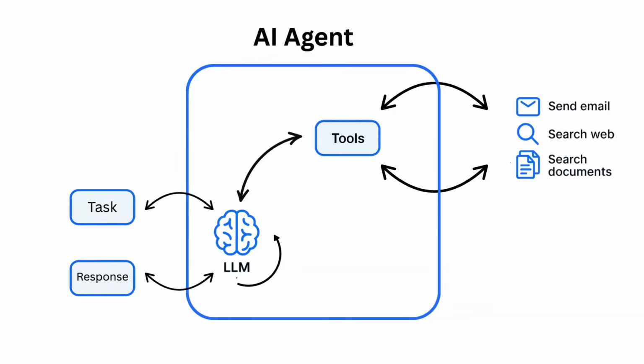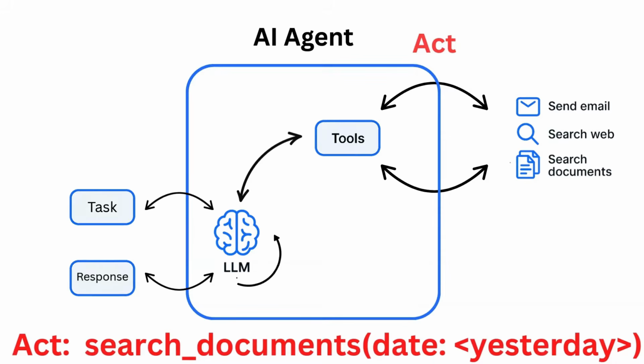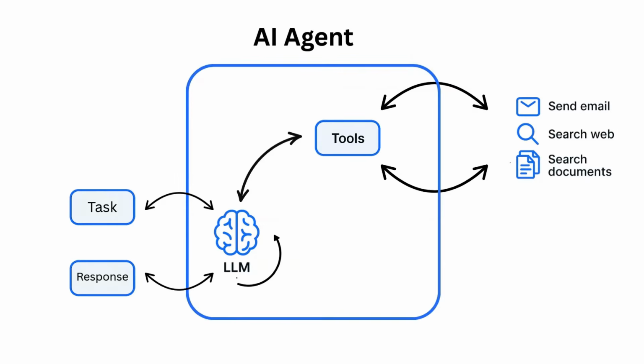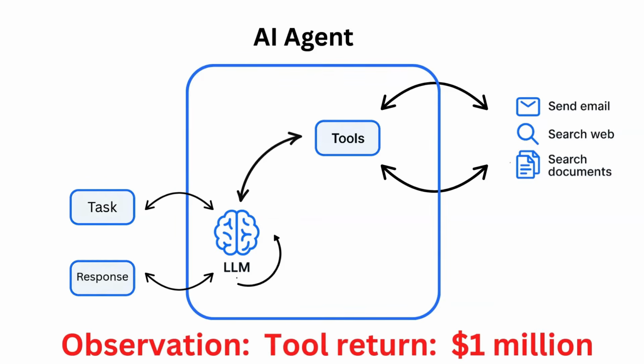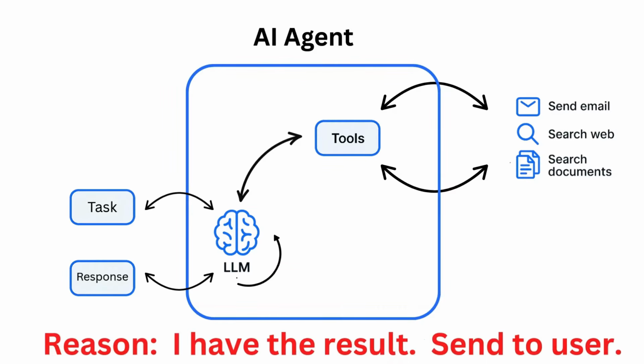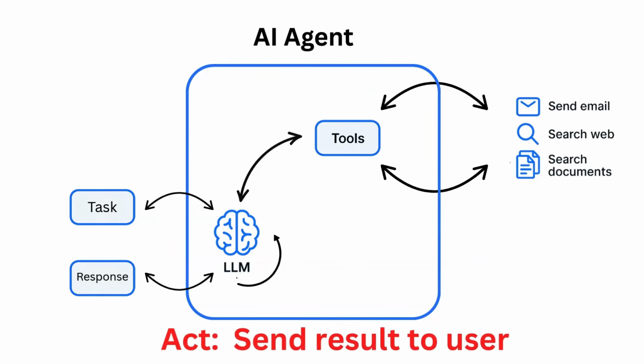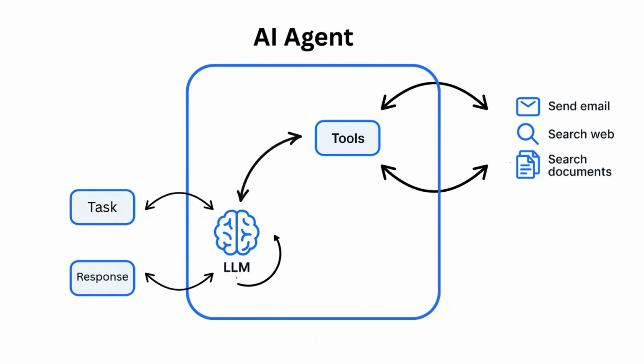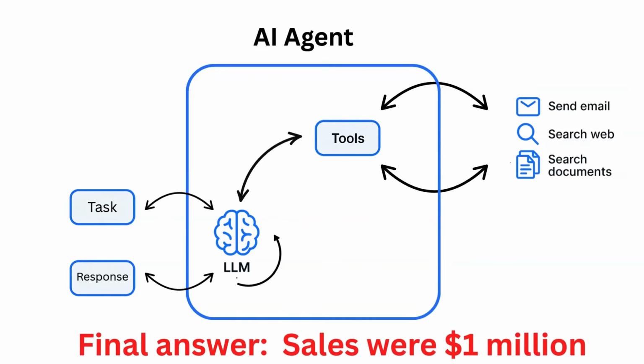Agents are built and configured with tools which allow the agent to act on its environment. In our case, the act will be search documents, date yesterday. The tool will return a result. In our case, the tool returns $1 million. We will record that as an observation. Next, the LLM will do another reason. I have the results. Send it back to the user. Then the act will be send result to the user, which will produce a final answer of yesterday's sales were $1 million. That's a pretty big sale result.